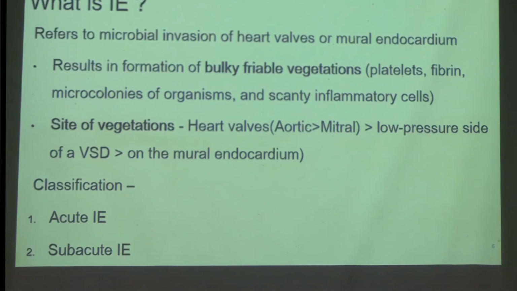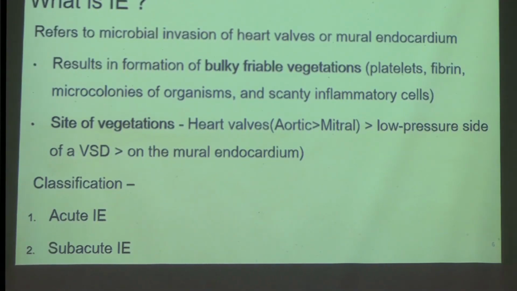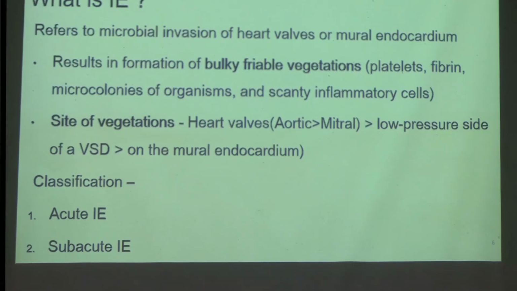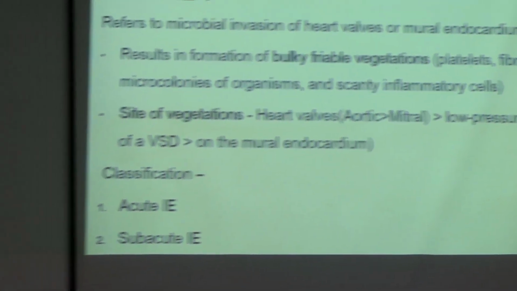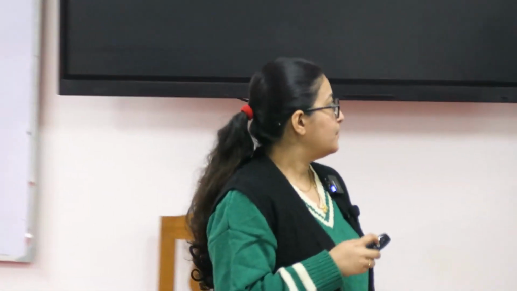Okay. So what is infective endocarditis? As the name suggests, it is the infection of the endocardium by microorganisms. Okay. So what is the characteristic of this infection? There are bulky, friable vegetations.